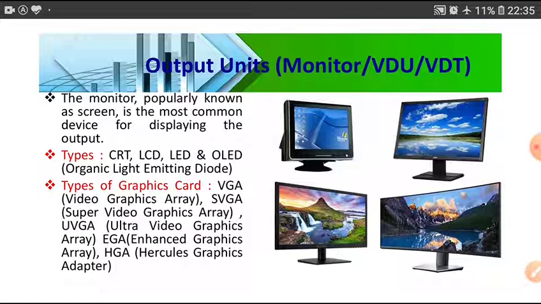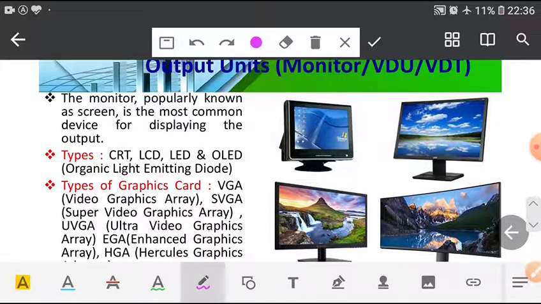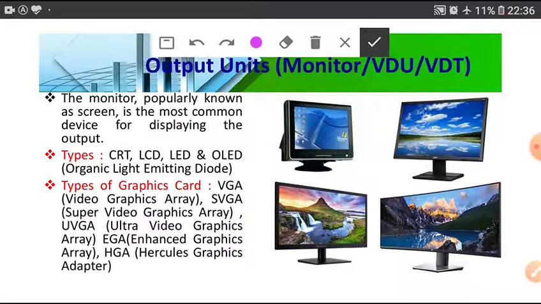Monitor is also known as visual display unit, VDU. Now, definition. The monitor, popularly known as a screen, is the most common device for displaying the output. Types of monitor: CRT, LCD, LED, OLED. These are types of monitor.